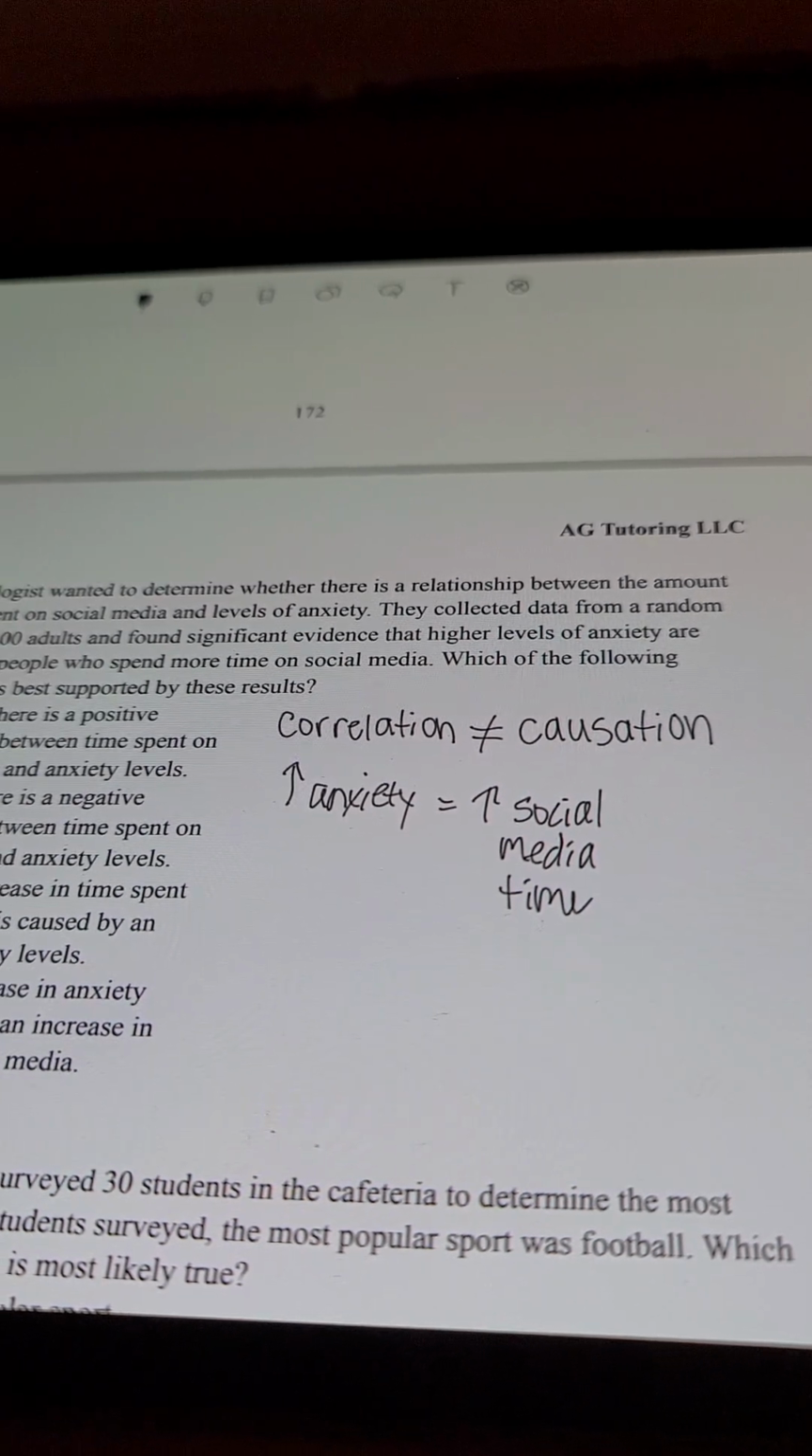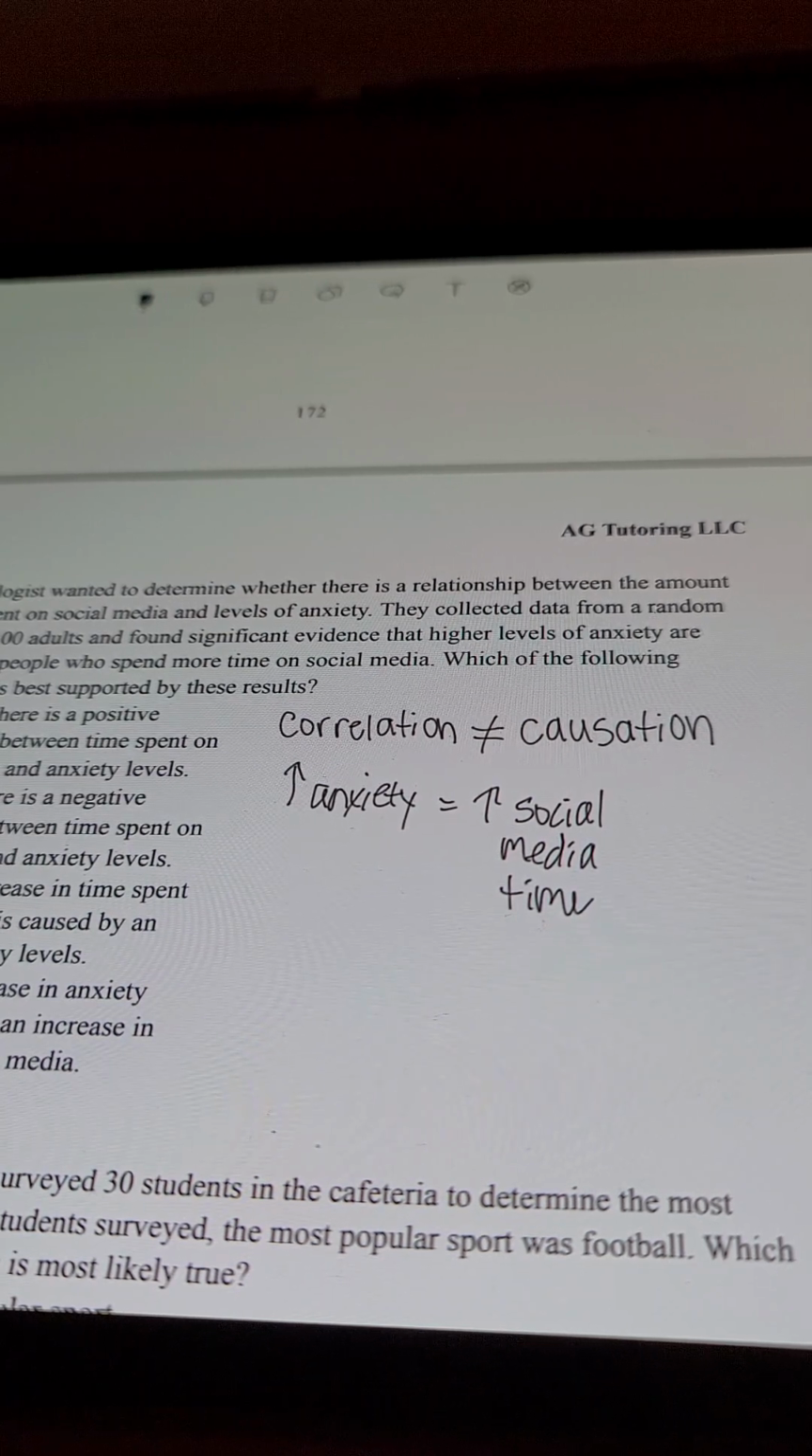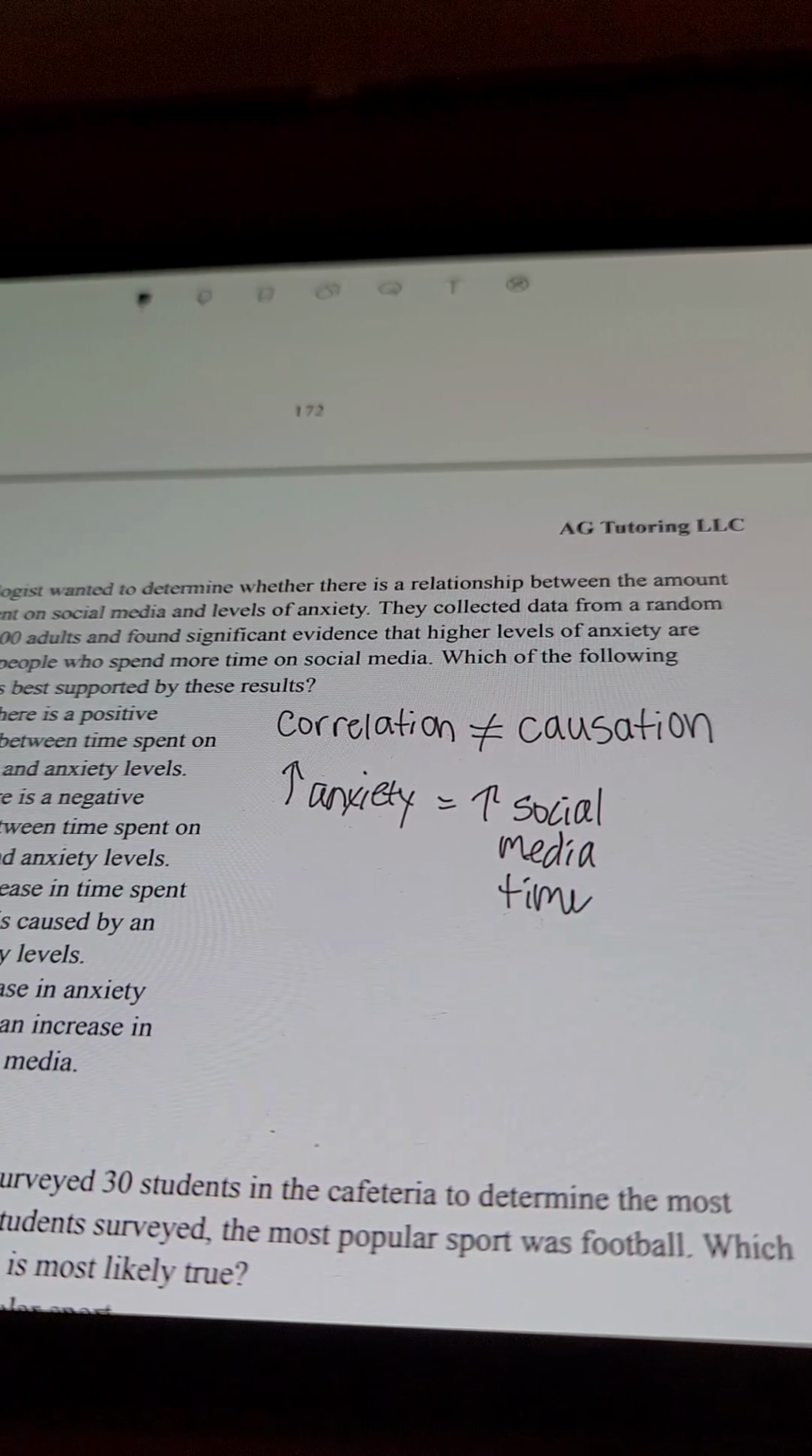So basically, positive correlation is like both things are doing the same thing. So like they're both increasing or they're both decreasing. So as one increases, another increases. As one decreases, another decreases.